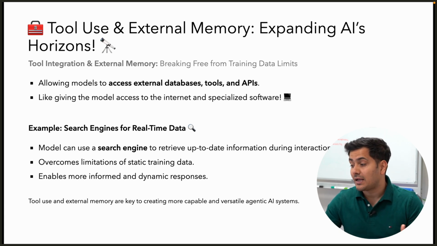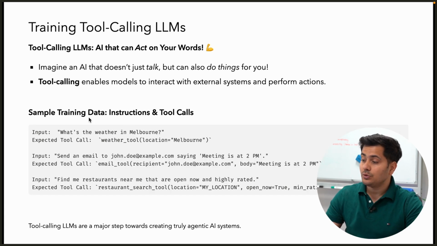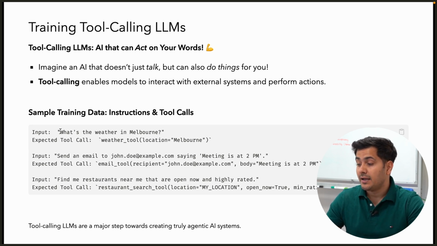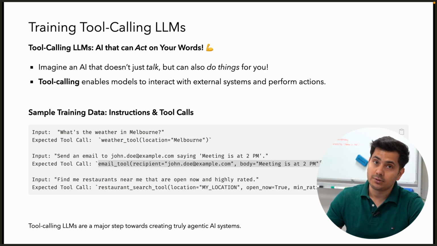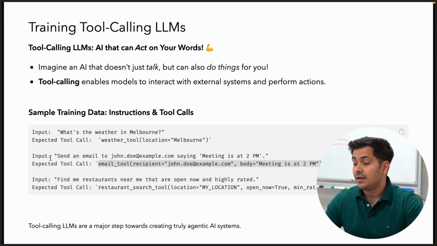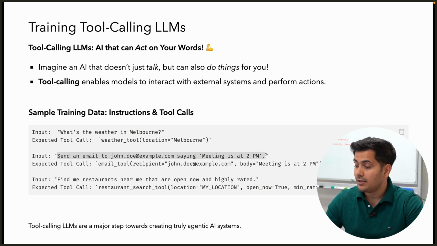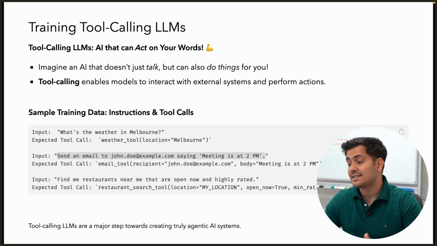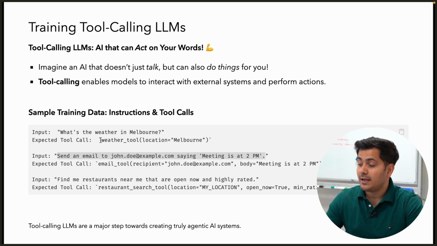But how does that work? How does this happen? Well, again, we use a data set. We show an input and we show an expected output. This is how we teach the LLM foundation model to call tools, right? So when it sees some particular input and it has access to some tools, then we teach the model to call those tools.